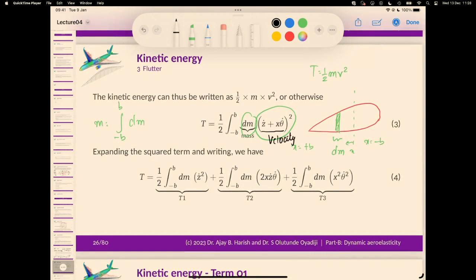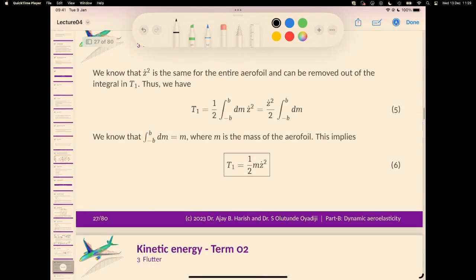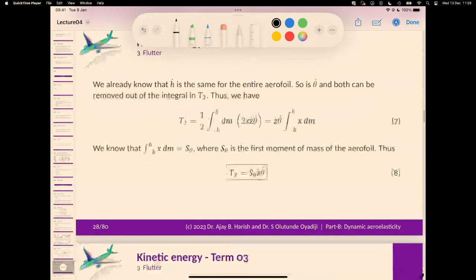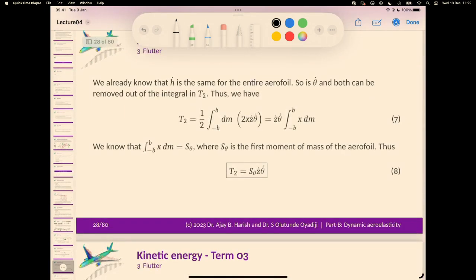What I have done here is I've just expanded the term. There's a square term, so I can expand it. A plus b whole square is a square plus b square plus 2ab. I've just done that. And just to make things easier for me, I've written it as t1, t2, t3, and looked at each of them. As we discussed earlier, z dot is independent of the x distance, and I've taken it out. Same thing I've done for z dot and theta dot, which are independent; I've taken them out.